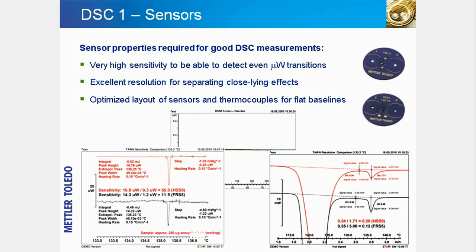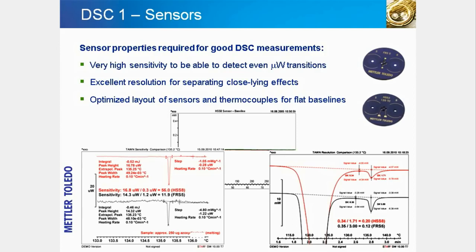In the lower left corner, the sensitivity is measured using the phase transition of a liquid crystal, 4,4-azoxyanisole. In the test, a 0.25 milligram sample of this substance was heated at the very low rate of 0.1 degrees per minute. The diagram shows that both sensors exhibit excellent sensitivity.